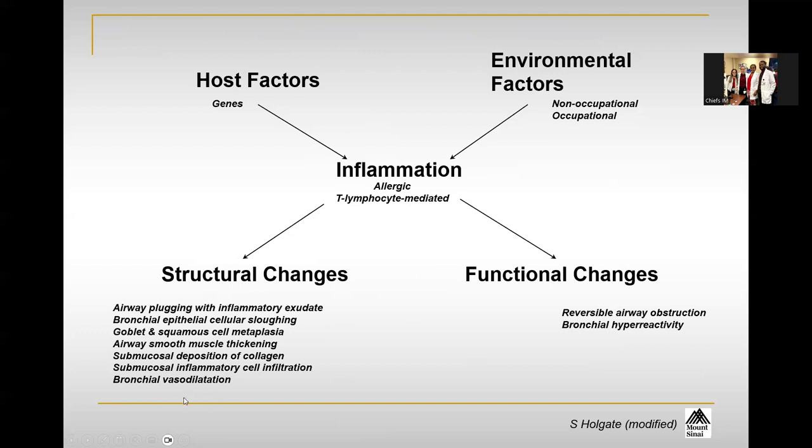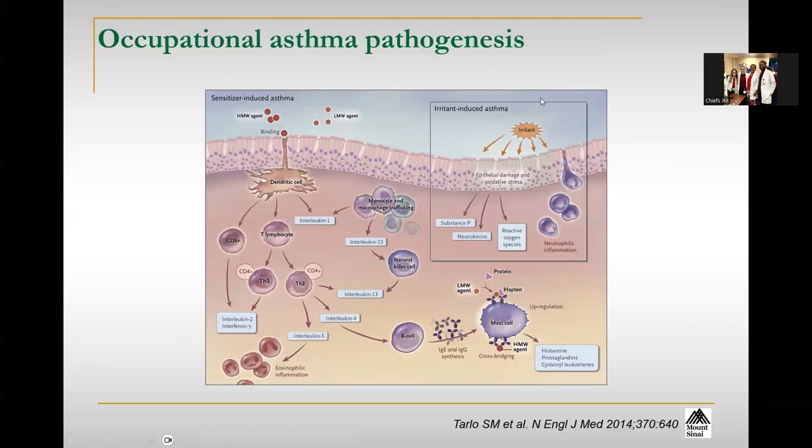They are very well documented. And the functional changes in lung function, such as classic reversible airway obstruction and bronchial hyperreactivity, interact amongst themselves and produce the symptoms of the patient. So the same happens, of course, with the occupational diseases. So it's no surprise that occupational asthma clinically is very similar to non-occupational asthma.